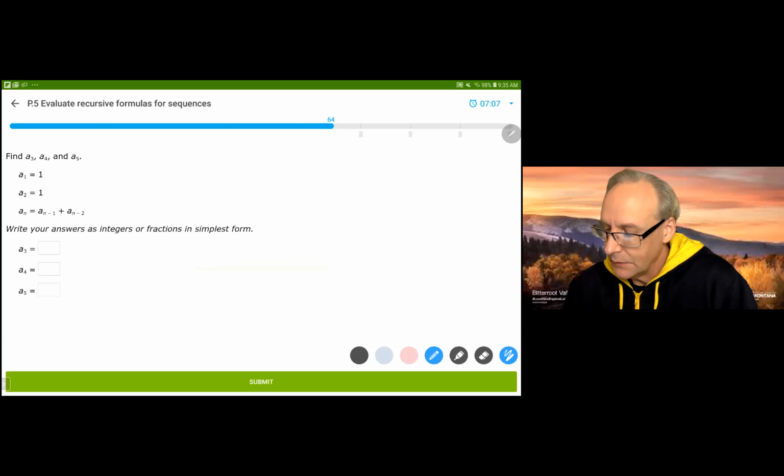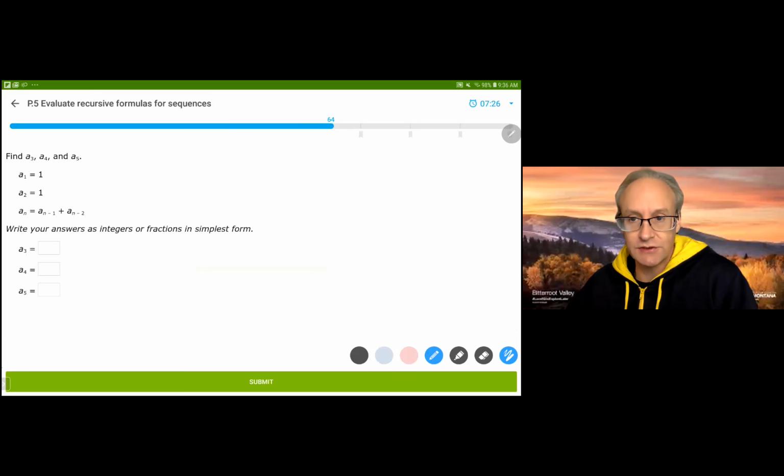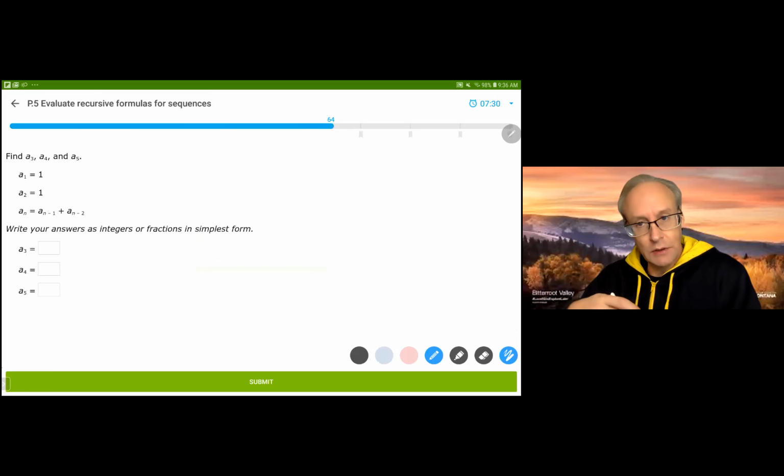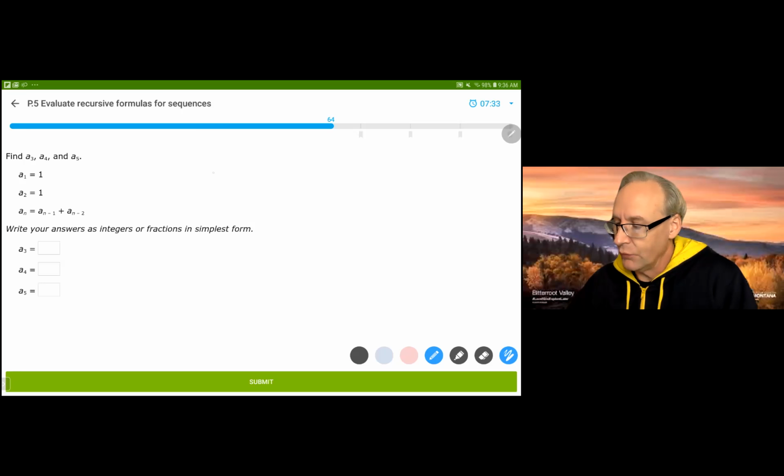Okay, this time we have 1 and 1. This is called the Fibonacci sequence. And the way it works is that, and it's a very important sequence in nature, you take the last 2 and add them together. So we have 1 and 1, and then the last 2 we add together. This is the last 2 numbers before that. So this is to get to A3, if you want to see it a little bit better.